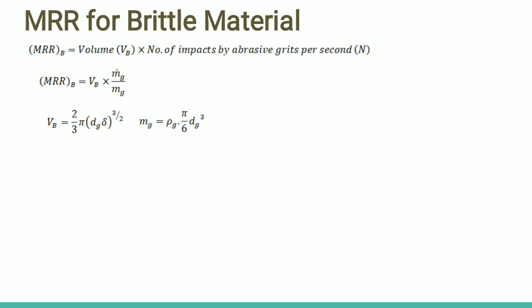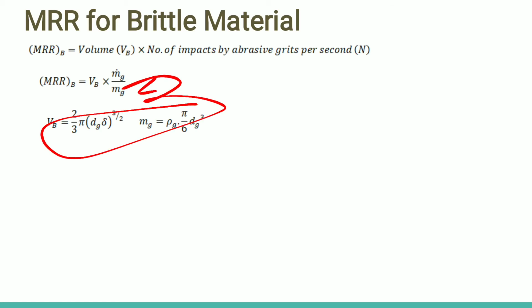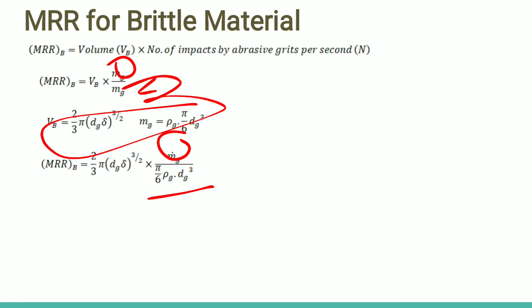When you put these values over here, this gives 2 by 3 into pi into dg into delta raised to 3 by 2 into m dot g as it is, upon pi by 6 into rho g into dg cube. When you manipulate it, it gives 4 m dot g upon rho g into (delta upon dg) raised to 3 by 2.